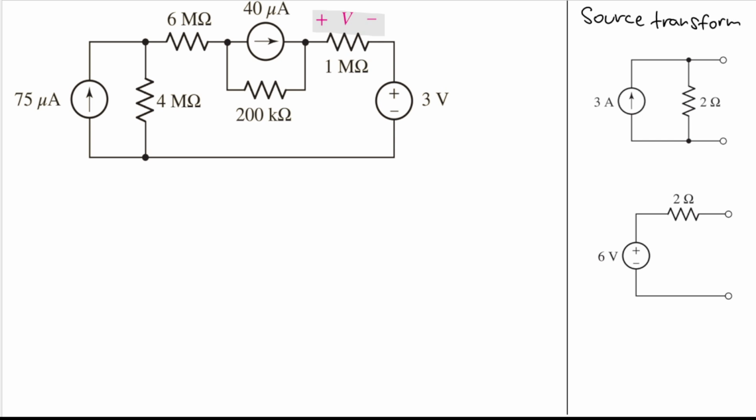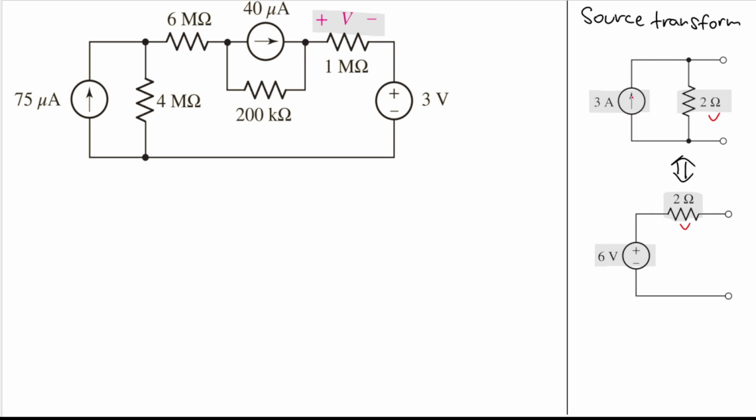Here, if we have a current source in parallel with a resistor, we can transform it into a voltage source in series with a resistor with the same value. So we have this 6 volt and then this 2 ohm, right? The resistor here is the same value. This is 2 ohm and this is also 2 ohm. So we don't need to worry about the resistor. However, we need to calculate this current and this voltage.